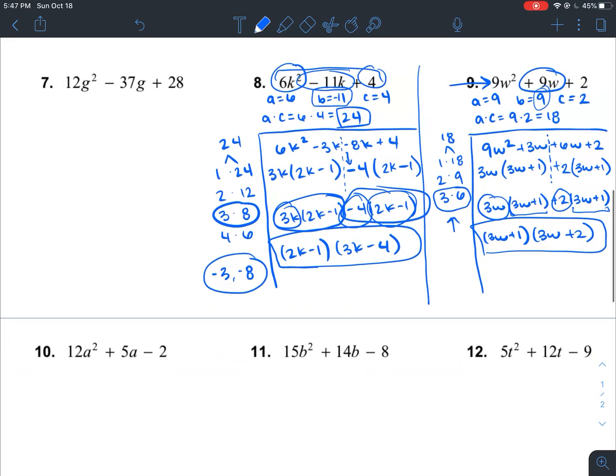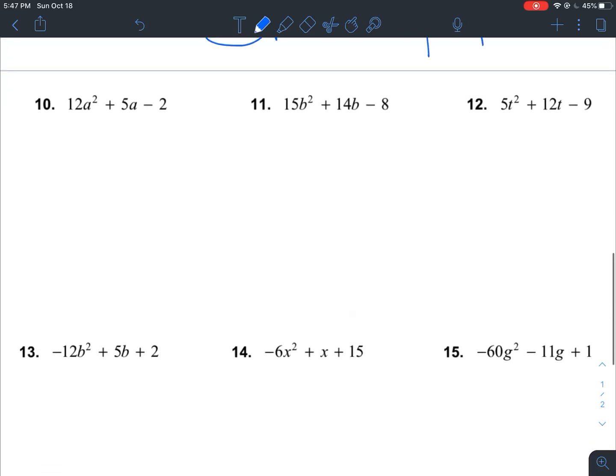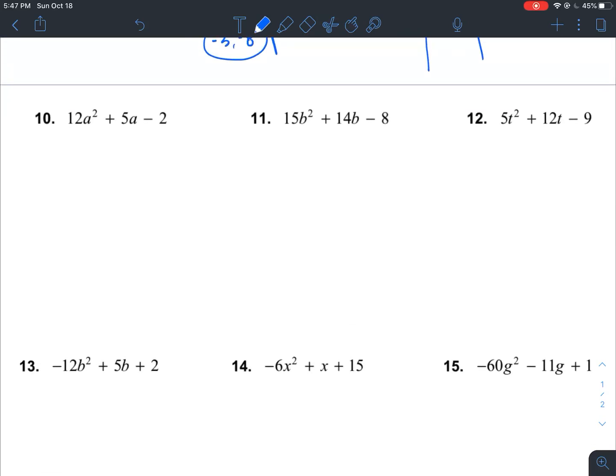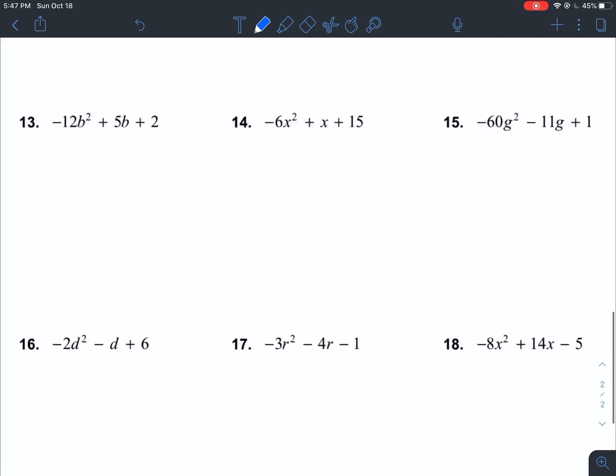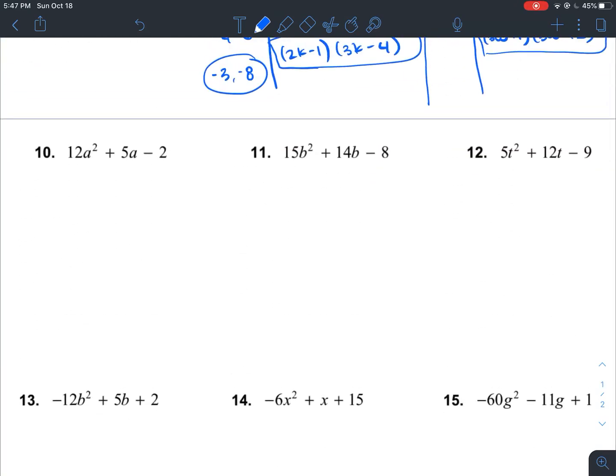So a lot of practice will hopefully make all this make a little bit more sense. But I hope you're seeing what we're doing here. So let's just keep doing a lot of practice, which is why I have a bunch of problems here. It's for us to practice a lot.